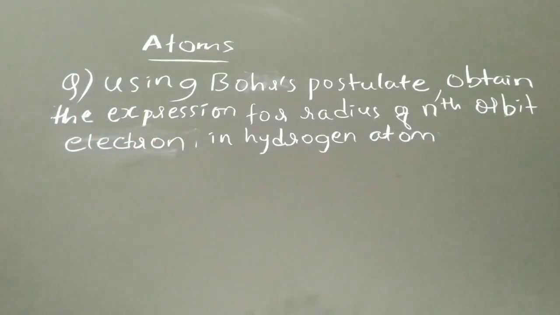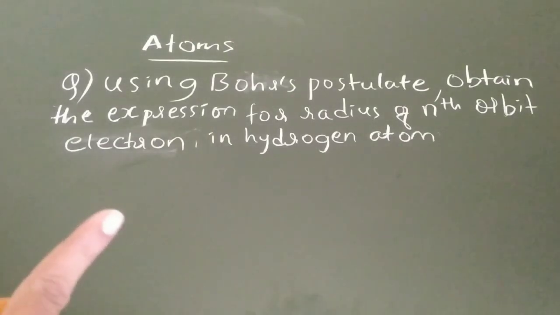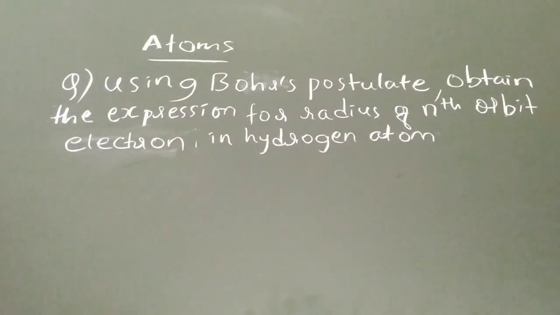When you deal with the chapter atoms, you will get some very important derivations. Among them, one is the radius of the nth orbit electron in the hydrogen atom. I will solve this so that you also know how it can be solved. So this is the question. I am finding the expression for the radius of the nth orbit electron in the hydrogen atom, that is, the radius of the orbits.